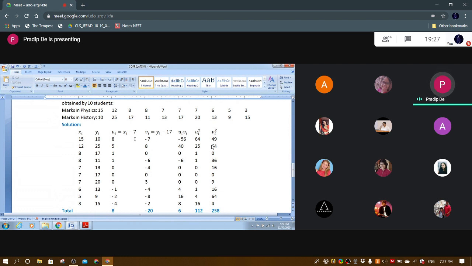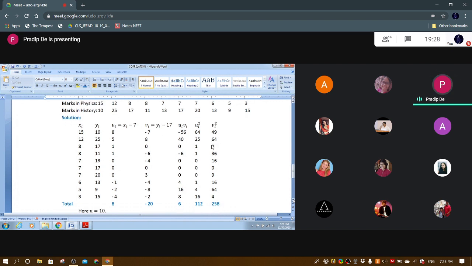When you don't divide, you just subtract. That is the shortcut method according to our class 10 mathematics. And when you subtract and divide, that is our step deviation method. So here you're not dividing, you're only subtracting. The advantage is that the values of u and v, the new variables, are small numbers which can be easily squared or multiplied mentally without using any calculator. So you get the values sigma u, sigma v, sigma uv, sigma u square, sigma v square.